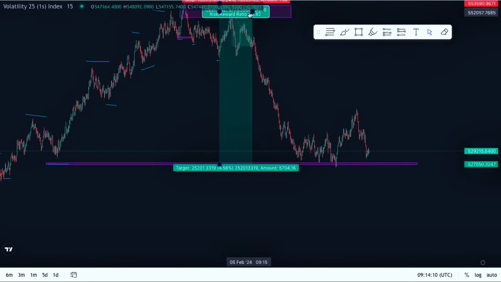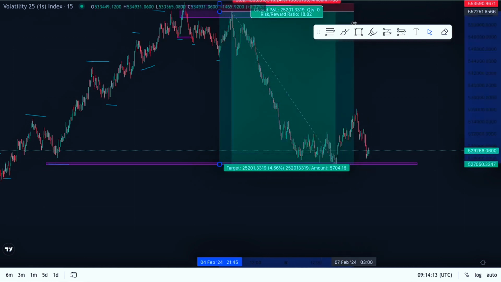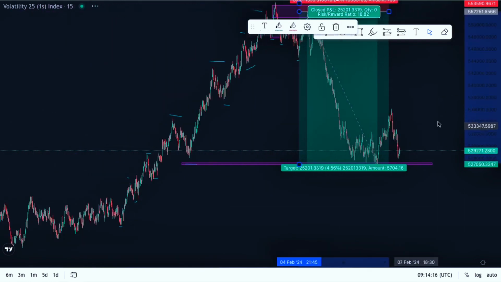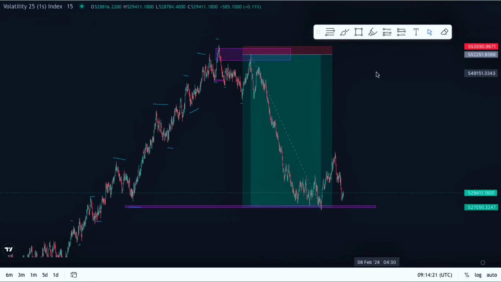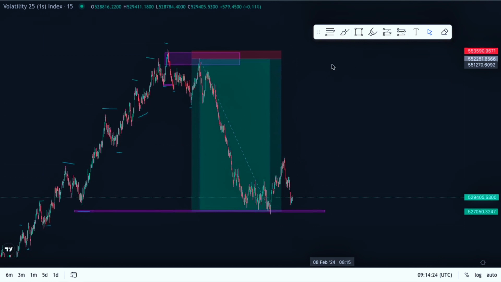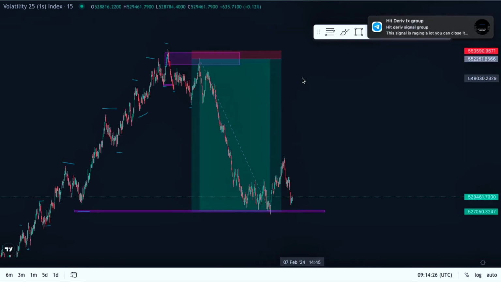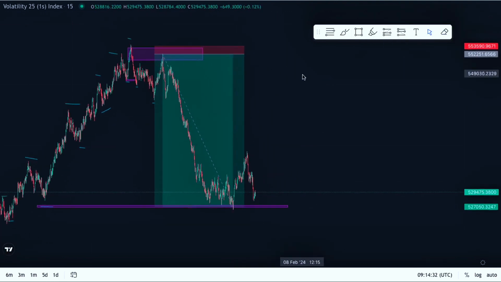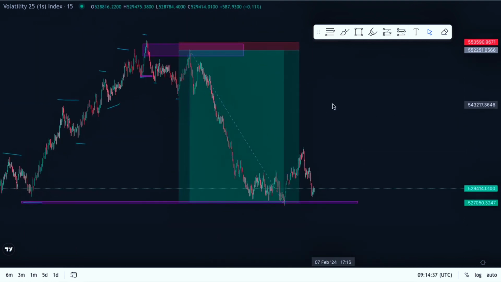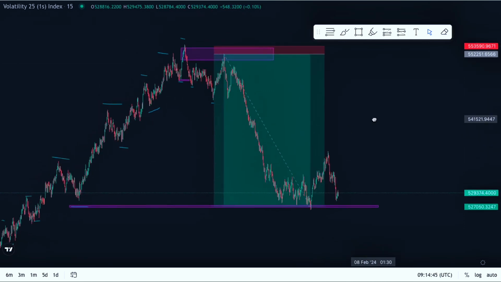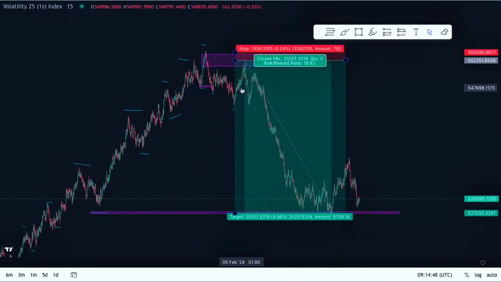Okay, so this was a 1 to 18 risk reward ratio, which means if you risked a single dollar, you would get 18 bucks on this trade. If you risked 10 US dollars, you would get 181 US dollars. If you risked 100 bucks, you'd get 1800 US dollars. Okay, so this is the trade setup, and this is how well it played.